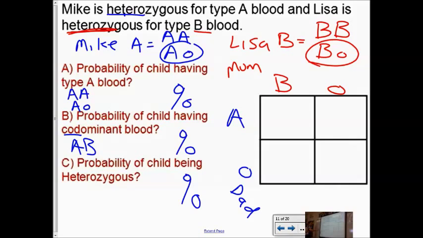The third question is, what's the probability of your child being heterozygous? So we're looking for when the two alleles are different. Yes? You got all of them answered? Well, I don't see them down there. I want 3 percentages. Percentage A, percentage B, percentage C. You gonna write them down? Percentage A, percentage B, percentage C.